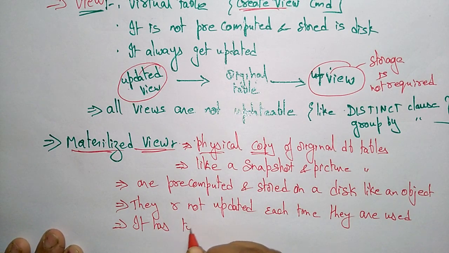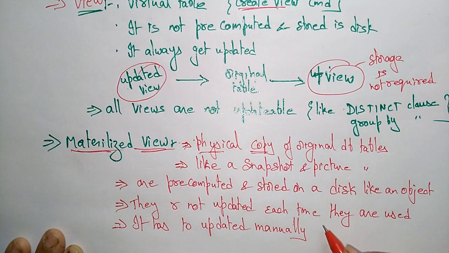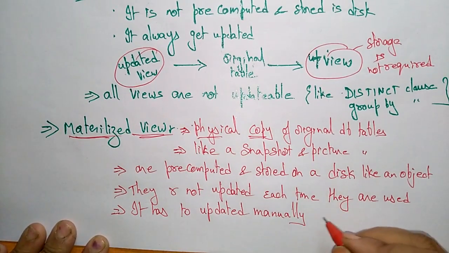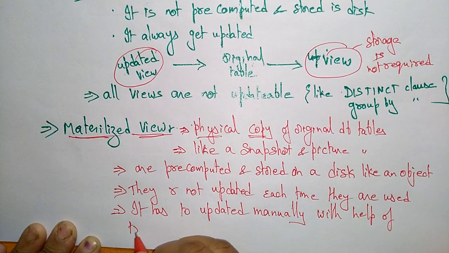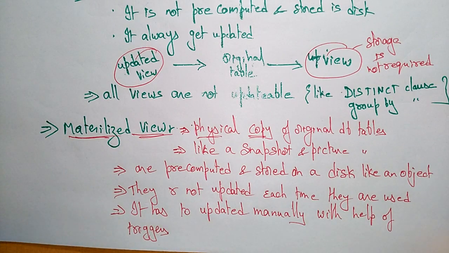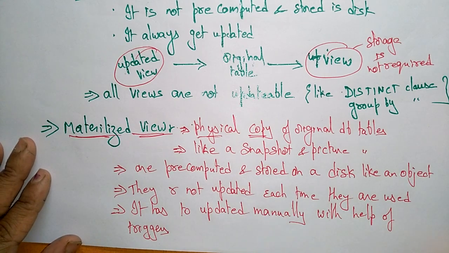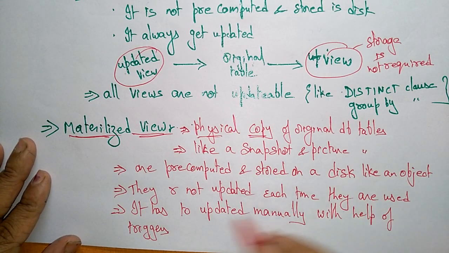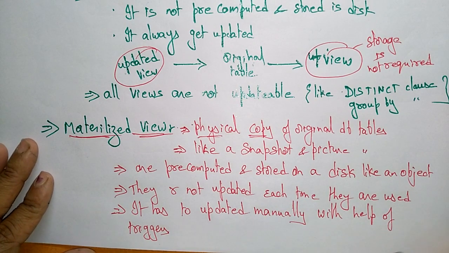It has to be updated manually with the help of triggers. With the help of triggers, a materialized view has to be updated manually, meaning in the query you have to give an update.